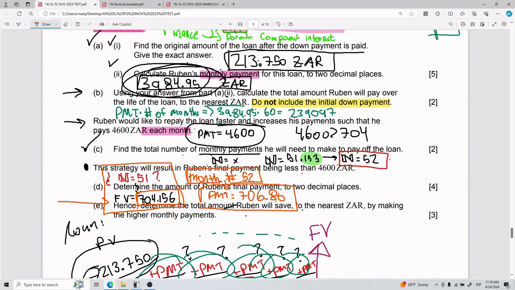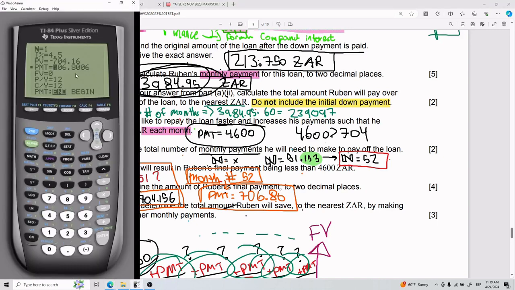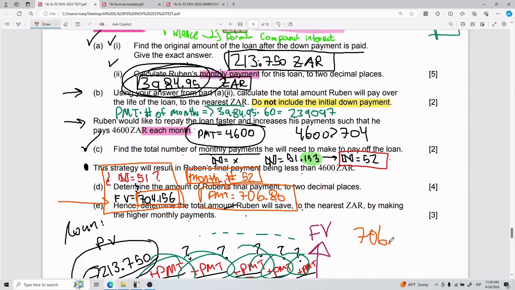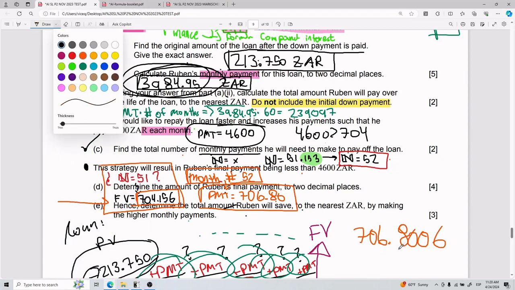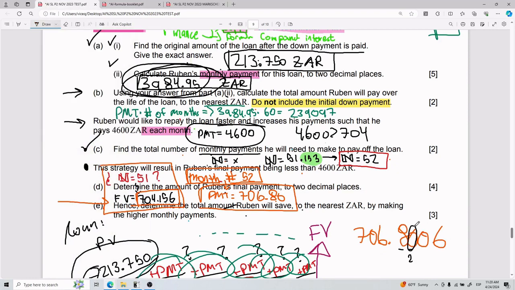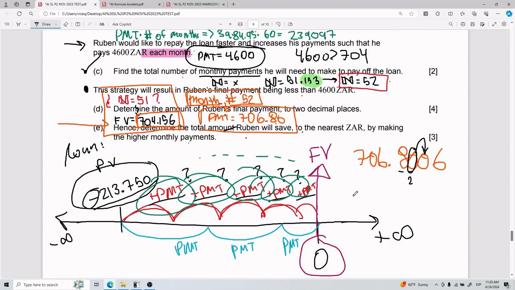And so for part D, the amount of Ruben's final payment to two decimal places is the value of this PMT. See? And so to two decimal places, your whole number was 706.8006. So two decimal places, you count 1, 2. You want to round this number. So do you round it up or keep it the same? You keep it the same. So 706.80 will be your final answer for part D.